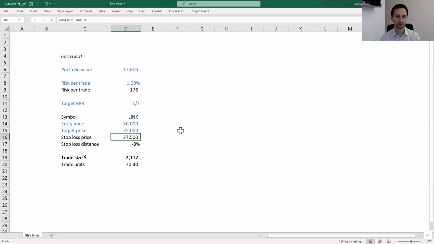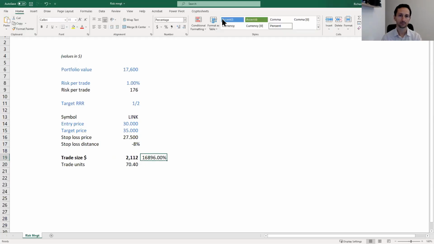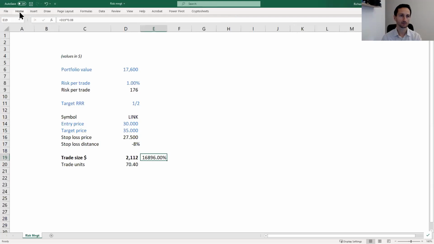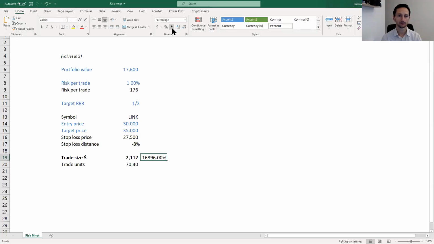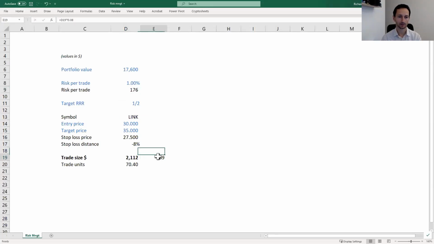But point being is, if this were how I set up the trade, my downside is 8%. That means my trade size should be about $2,000. If I go with $2,000 and things go against me and I lose a maximum of 8%, well, 8% of the $2,000 is about $170. Right? So that's your risk per trade, and that's what dictates the trade size.